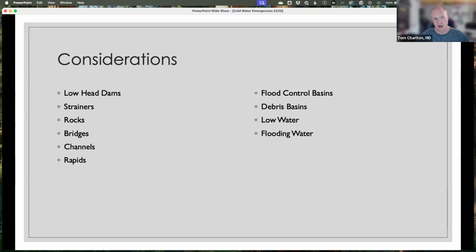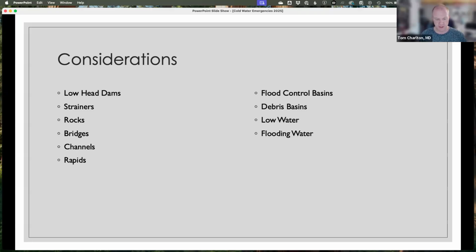Some things that we have to keep in mind when we're getting a plan together is that a lot of these water bodies have some sort of human intervention done on them, whether that be a low head dam, a strainer, bridges, flood control basins, etc. Those are all potential danger spots that rescuers may have to contend with. So it's important that the rescuers understand what they're going into and understand where certain things are located so that they can hopefully avoid those areas.